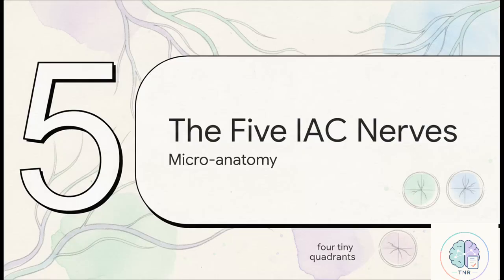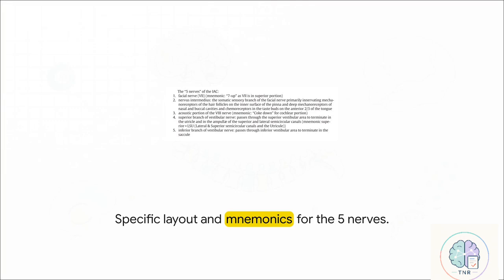Which leads us perfectly into Section 5, the 5 IAC nerves. Let's find out what exactly is traveling through those 4 tiny quadrants. Housed inside these highly specific quadrants are 5 distinct nerve branches that clinicians must absolutely commit to memory. Our source material gives us a super detailed breakdown. We have the facial nerve, cranial nerve 7, along with its sensory branch, the nervus intermedius.